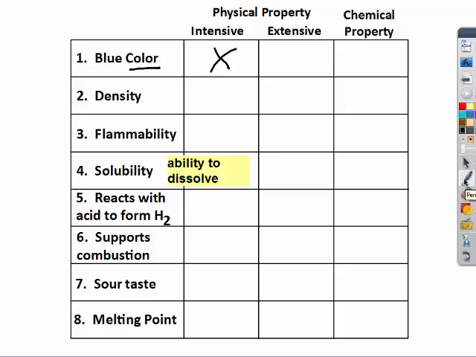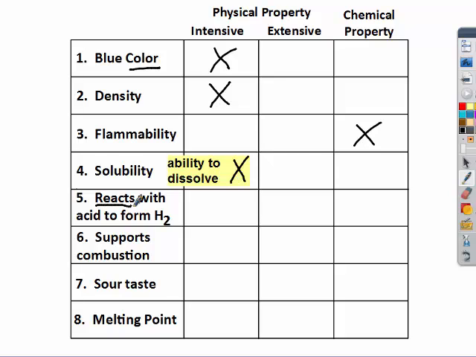We said density, we can test it without changing it, and it does help us identify the substance. Flammability is a chemical property. Solubility, if it dissolves, it has not changed. If I put salt in water, I still have salt and I still have water. And the properties do not change. So that's a physical property, and some things dissolve in water while others don't. So that's a physical intensive.